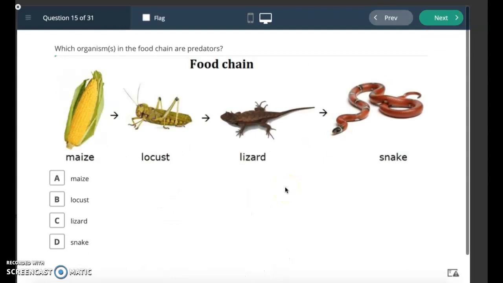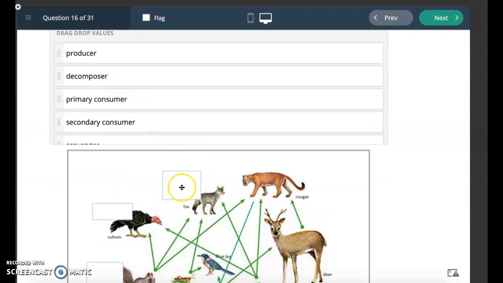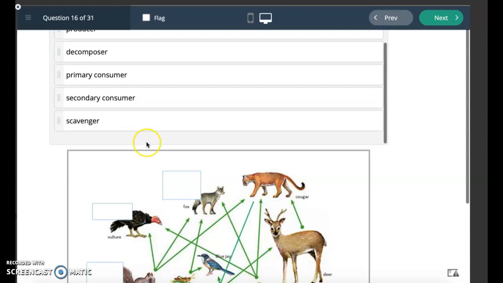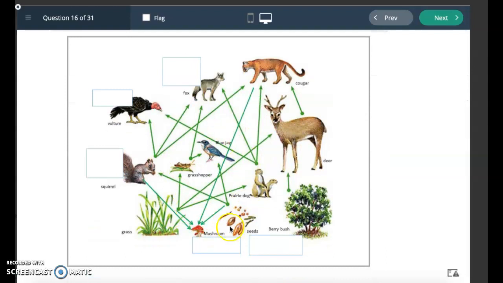15. Which organisms in the food chain are predators? A, maize, B, locust, C, lizard, D, snake. Label each organism in the food web with its role. So you're going to drag and drop next to the organism that these labels connect to. So your choices are producer, decomposer, primary consumer, secondary consumer, or scavenger. And look at your choices carefully in this diagram here.